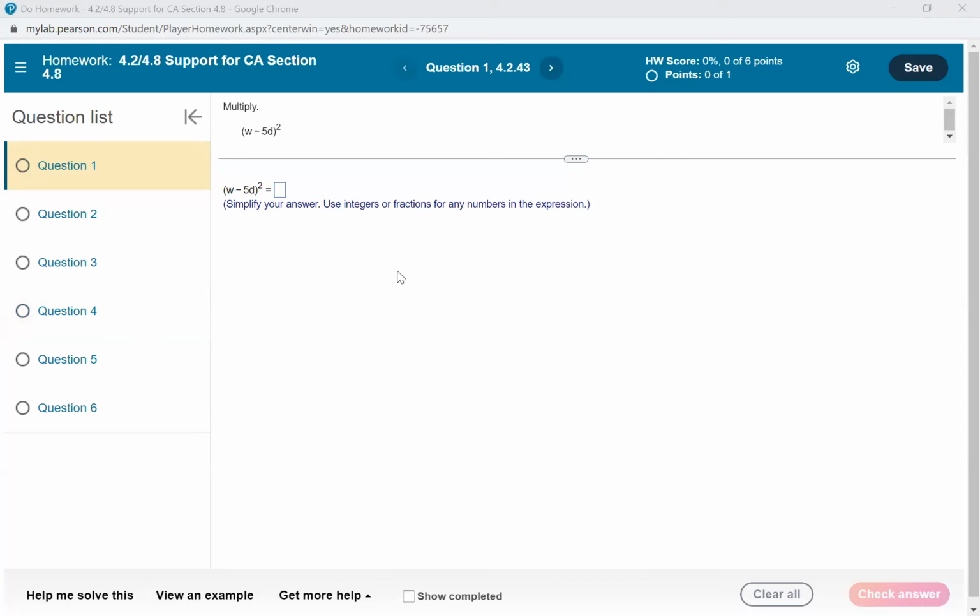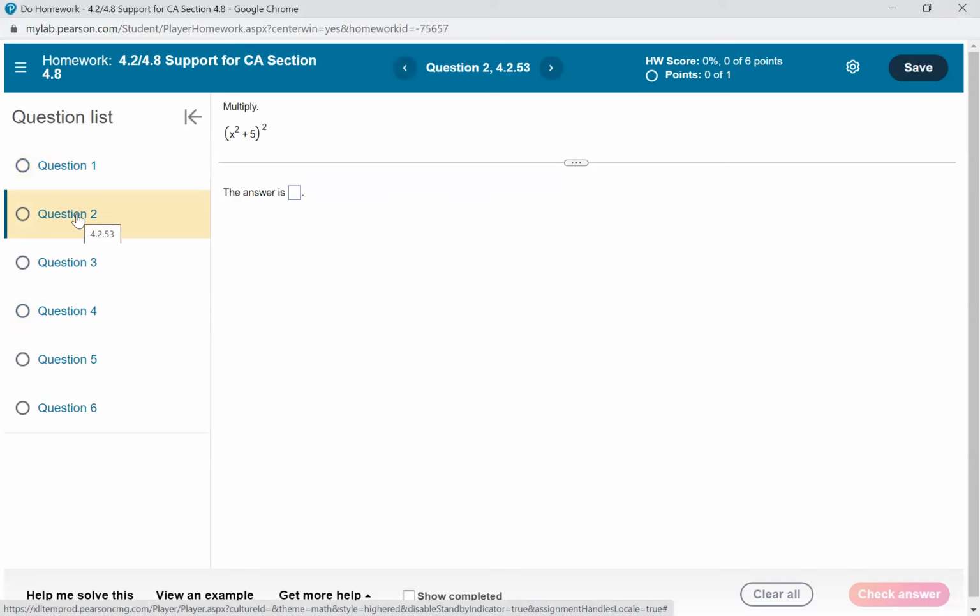So (w - 5d) squared. To FOIL that, y'all would write that twice. (w - 5d) times (w - 5d). Anyone need help doing that? All right, so I'm just going to go through some of these and see what we think. Second one, same thing, (x² + 5). That'll be (x² + 5) times (x² + 5). Just remember when you multiply the x squared times the x squared, add those exponents.